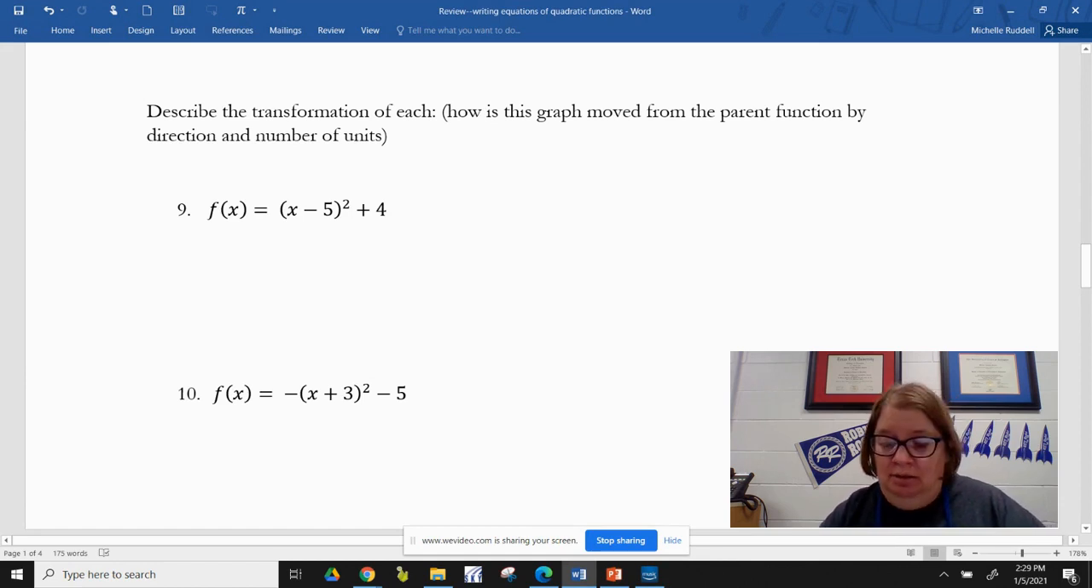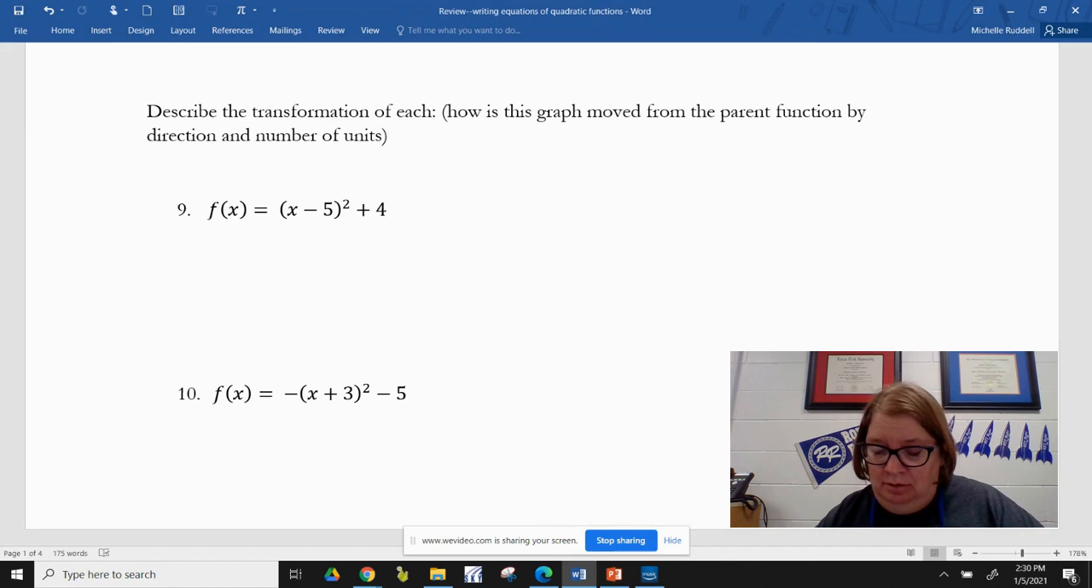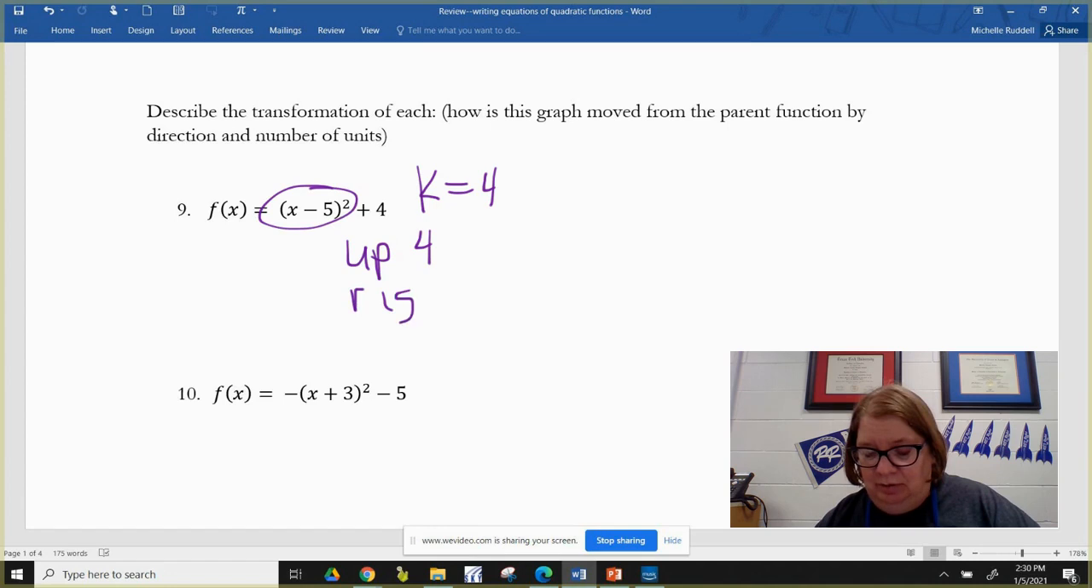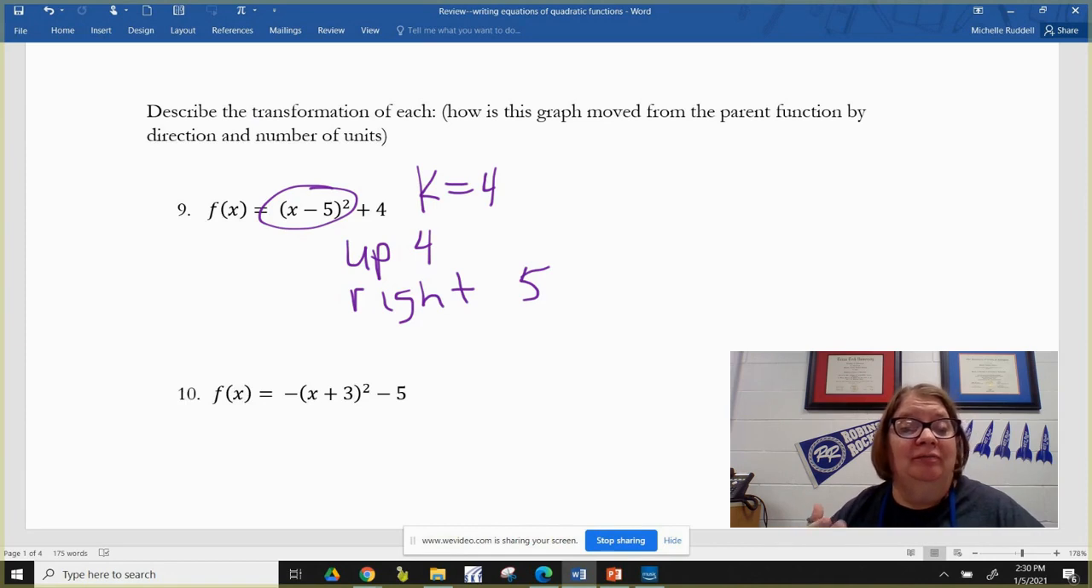Okay, quick review of transformations. So look at number 9. You've got the A is 1. So this is 1 times x minus, I don't want to do it that way. What's the K? K is 4. Okay, so that means up 4. This x minus h right here, x minus h means right, so we go right 5. There's no vertical stretch or compression because the A is 1. There's no number in front of the parentheses.